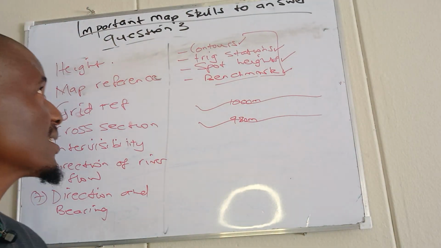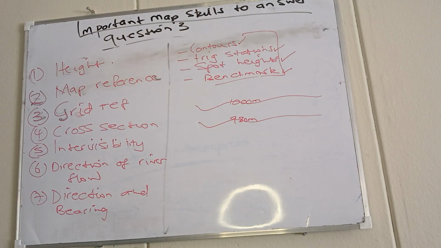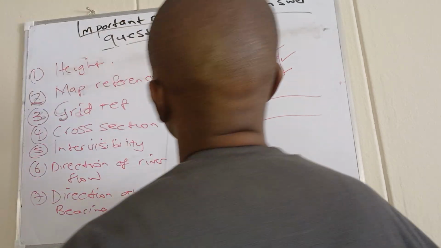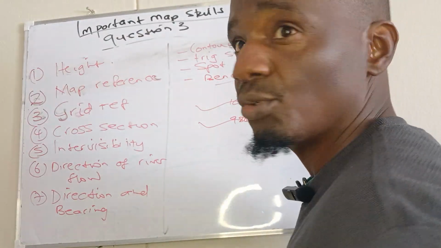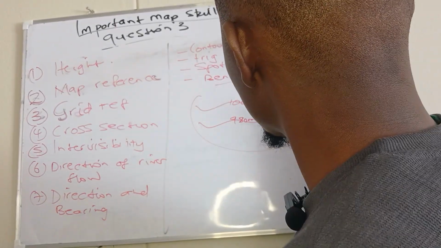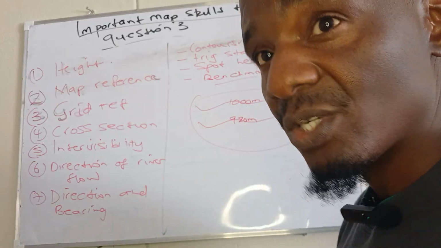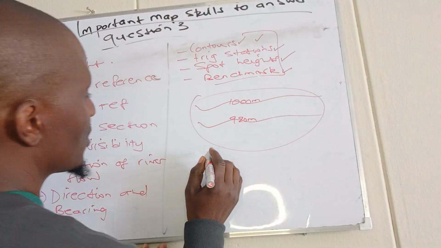Obviously, we are saying that when it comes to height, if you want to identify or to find the height in as far as the question that you're being asked to tackle is concerned, the first thing to make reference to is your contours. Obviously, on your map, you'll have contours, which will be showing the different contour heights. Then the second thing is your trig station. Your trig station is written like this.